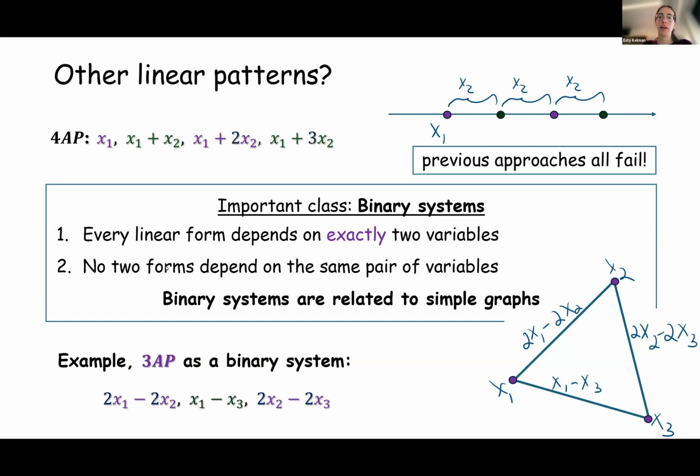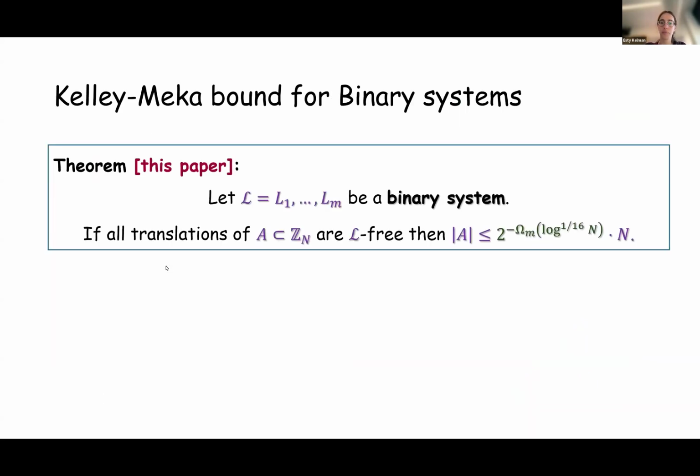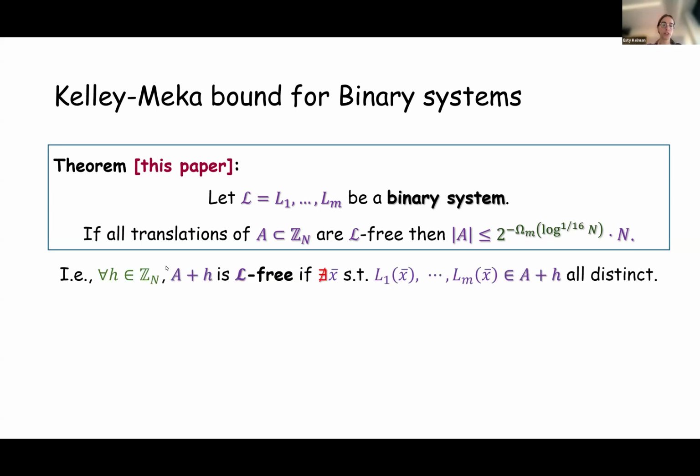Our main result is showing the Kelley-Meka bound for binary systems. So formally, let L be a binary system. Think about a fixed L, a fixed system. If all translations of A are L-free, then A must be small. What do we mean by translations of A? We can take some element h in Z_N and think about the translation A plus h, where we take every element in A and add h to it. And we want this to be L-free, meaning that for any settings of the variables, we never get M distinct elements, all of them in A plus h. And this would happen for every h.